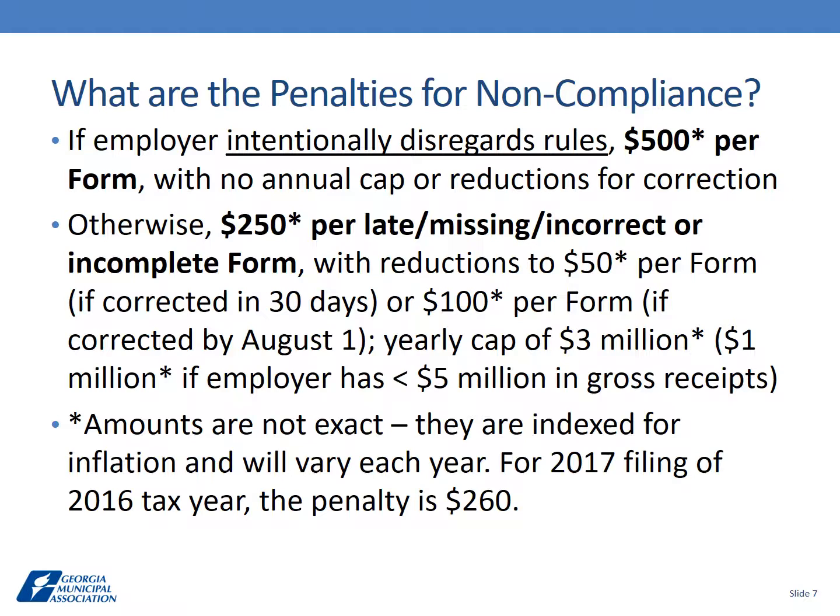There's a yearly cap for small employers of $1 million. The amounts of the penalties are not exact. They're based on the 2015 year, and they're indexed for inflation, so they will vary every year. For the 2017 filing of the 2016 tax year, the penalty is $260 per form.